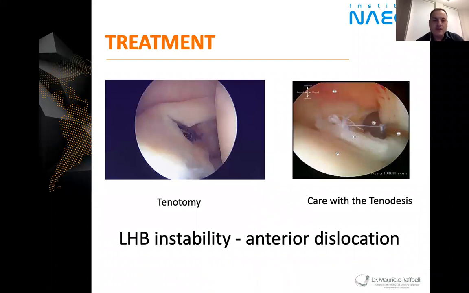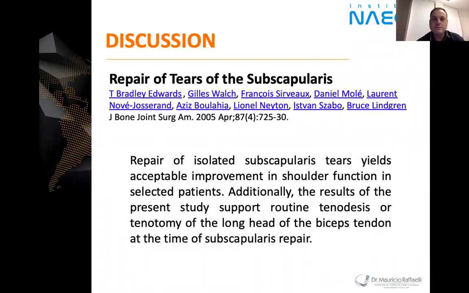Very often, the tendon of the long head of the biceps is involved in the lesion of the subscapularis and must be treated together, with tenodesis or tenotomy. You must evaluate the quality of the tendon to decide the best procedure and the best place to perform the tenodesis. This article showed better results in the repair of subscapularis tears when the pathology of the long head of the biceps is treated concurrently.